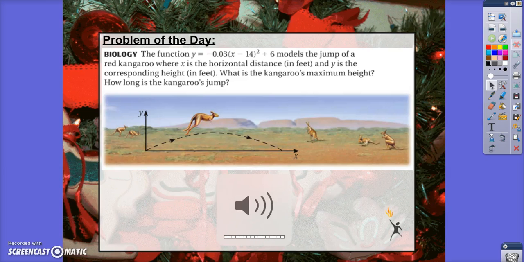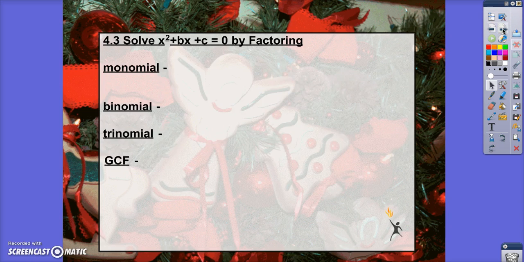Okay, so for today's lesson, take a look at the problem of the day and pause the video and solve it, like usual. Now 4.3 is called solve x squared plus bx plus c equals 0 by factoring. If you remember earlier in the chapter, we did FOIL. FOIL is the opposite of factoring. We're going to take a look at that.